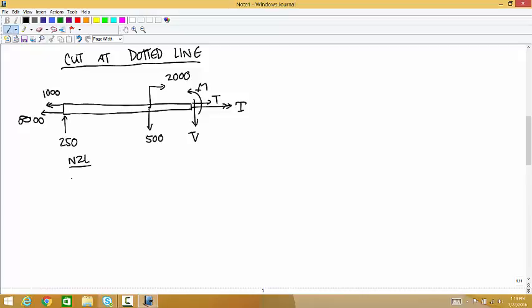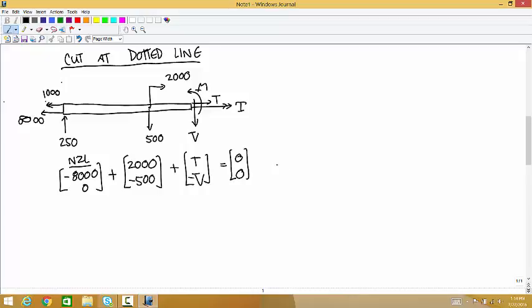So Newton's second law says negative 8,000, 0, plus this one I'll write as positive 2,000 in the x direction, negative 500 in the y direction. And then we have t negative v at the cut, and that's equal to 0. So t is equal to positive 6,000. Let's put that in this one. And the shear force is negative 250.